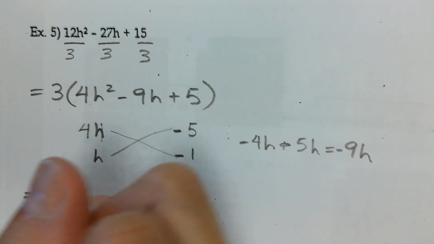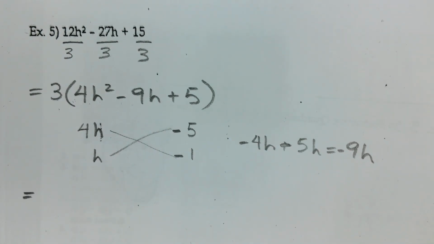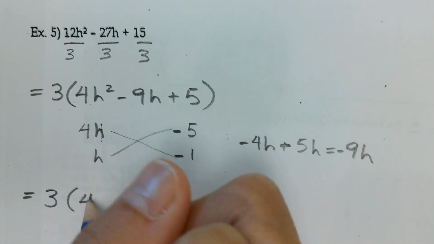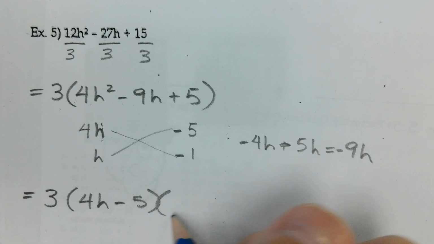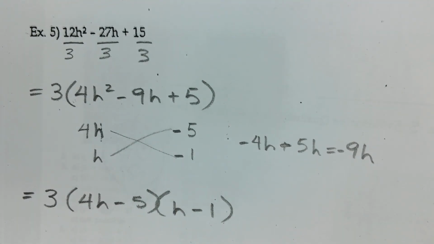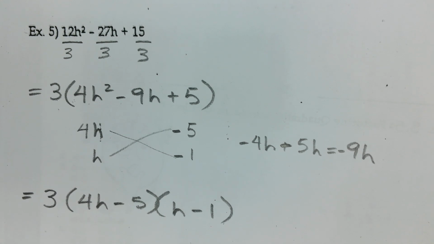Okay. So what's my final answer? All right. Aryan, to redeem yourself. 3, 4h minus 5, and h. Good job. Also, in this method, we use it when we get to the higher numbers. It'll not be as useful.